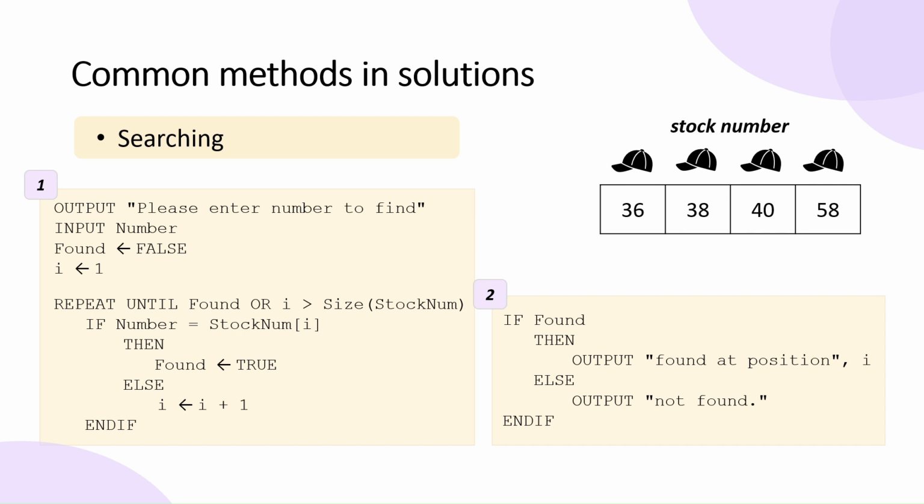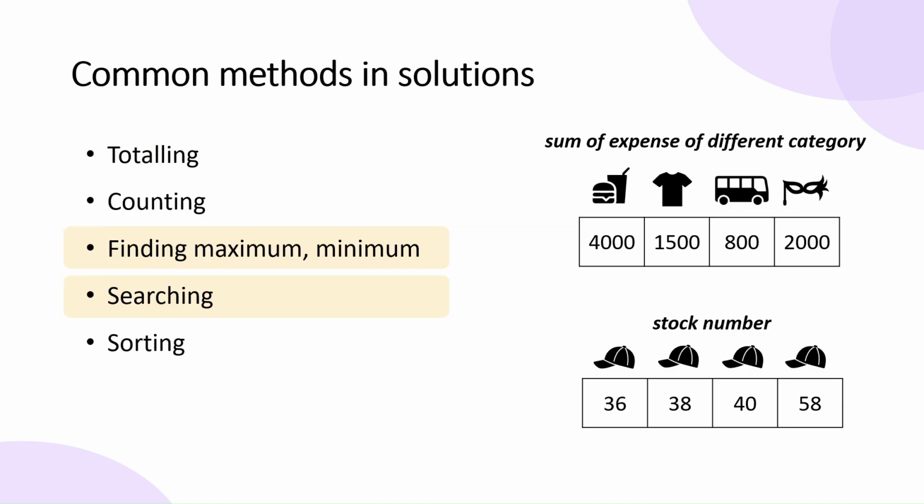After the loop ends, you need to output your searching result. So if the value of found equals true, which means you find the number, you can output found at position I. But if the value of found equals false, you can output not found. And this if condition ends. By following these steps, you can find whether a certain number is in the array or not. These are the two common methods you can use in your solution. Also, in today's video, you'll learn two methods that you can use to show your proposed solutions, which are flowcharts and pseudocode.